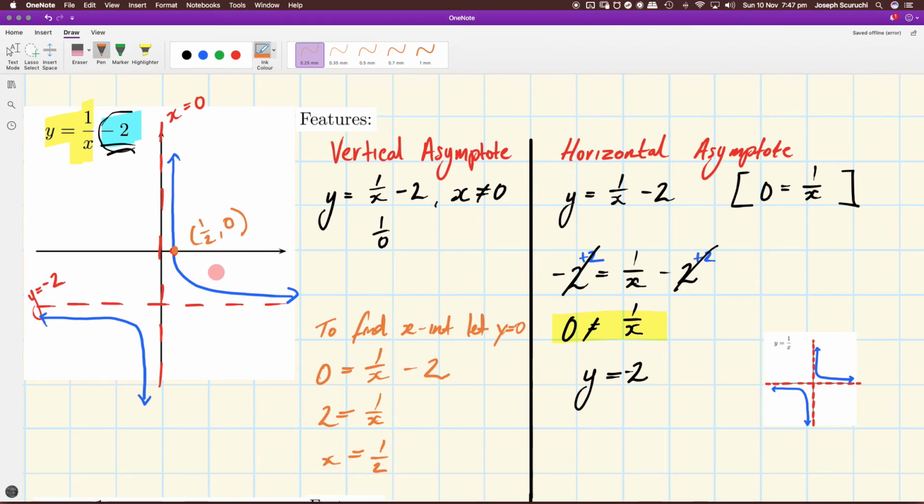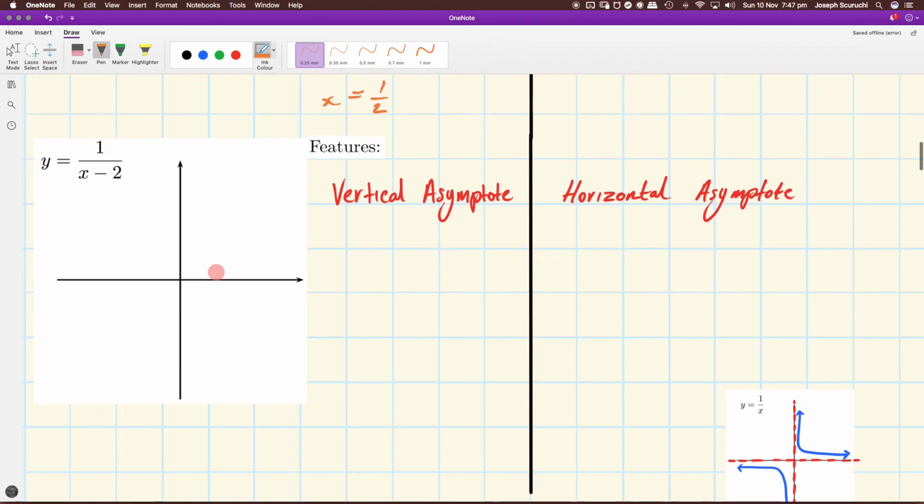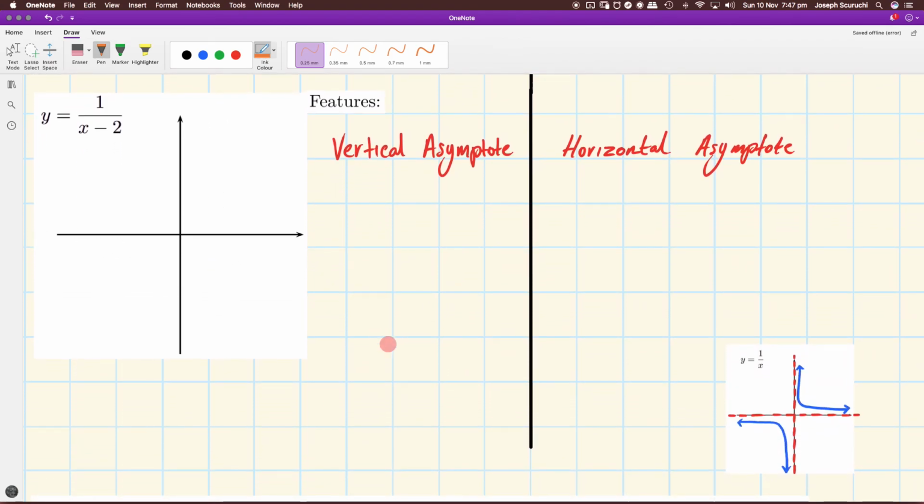Perfect. Let's now move on to our next graph. So again, in the right-hand corner here, I've put in our parent graph, y equals 1 over x. And now, how is this different from this? How is this different from this? And hopefully you can immediately see that I have this -2 down here. And again, I'm just going to give you the straight spoilers. This -2 in my denominator is going to shift my graph 2 in the right direction.